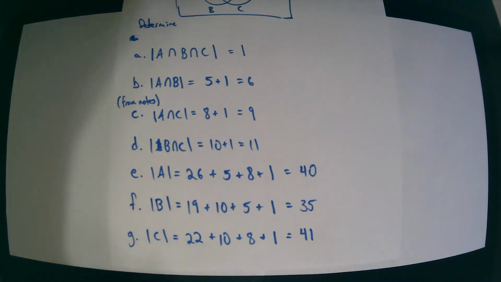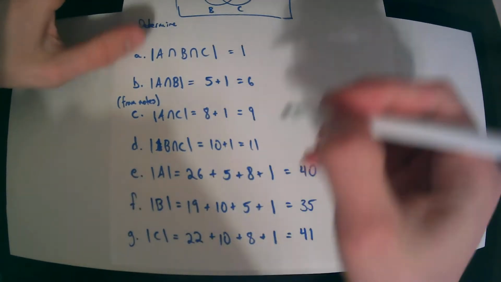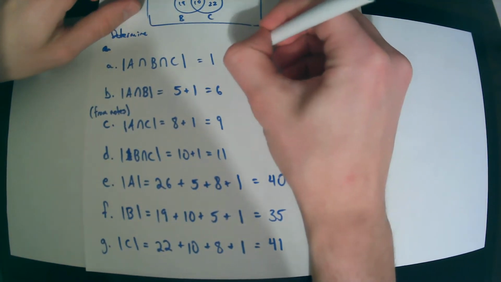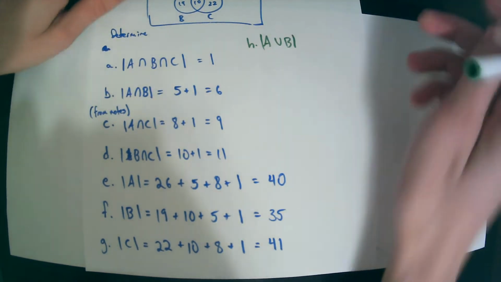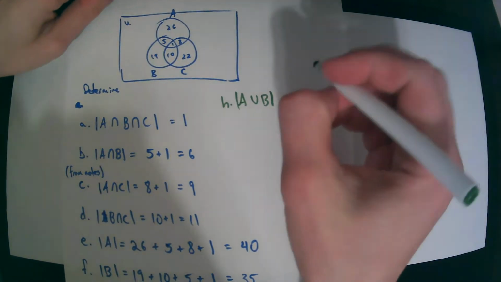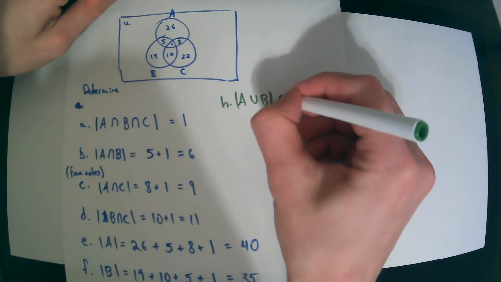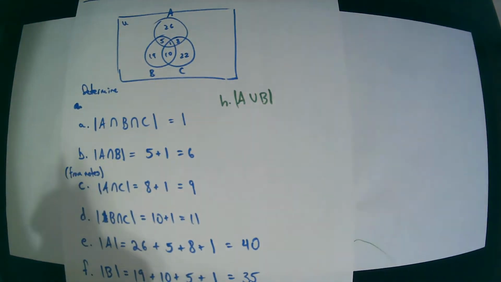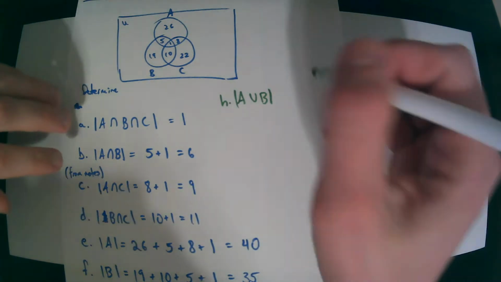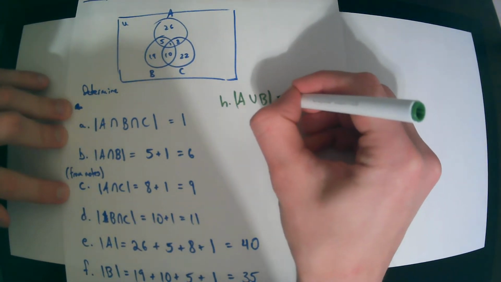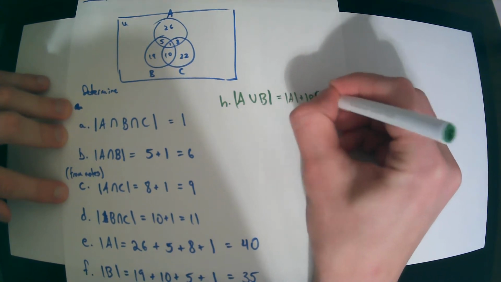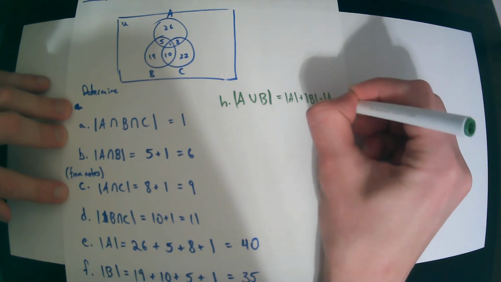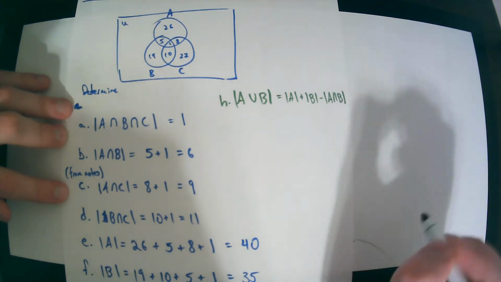I want to add another problem, the one that I accidentally was thinking about earlier, A union B. According to the inclusion-exclusion principle, A union B is supposed to be the sum of the cardinal number of A plus the cardinal number of B minus the cardinal number of the intersection of A and B.